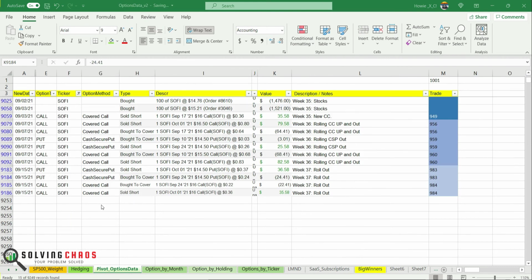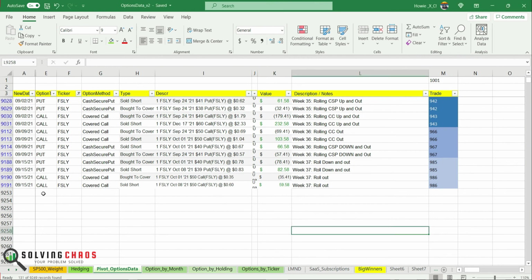Here's a new move that I did recently, SOFI. Not a lot of activity here. I just rolled it out. Last week I did the same thing. I rolled it out. Here I'm doing the same thing, I'm just rolling it out. Not a lot of money made on this. If you see it, it's $25 over there.